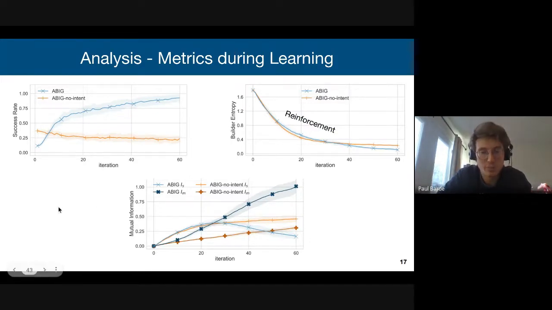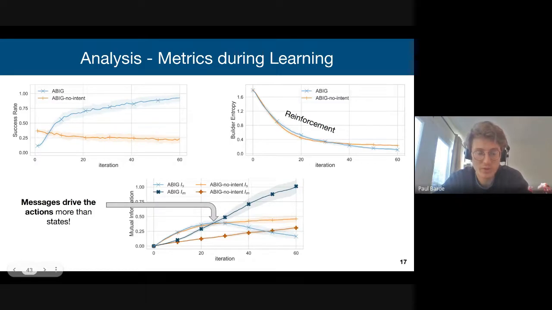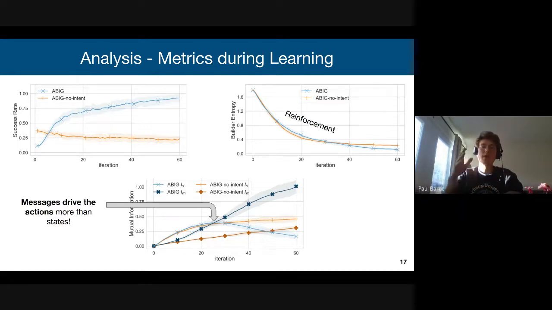And there is this important crossing point that indicates the point at which the builder is selecting its actions more based on the messages that it receives than the states. And this is something that you really want for an efficient communication protocol, and in order to be able to guide a builder toward a specific goal.